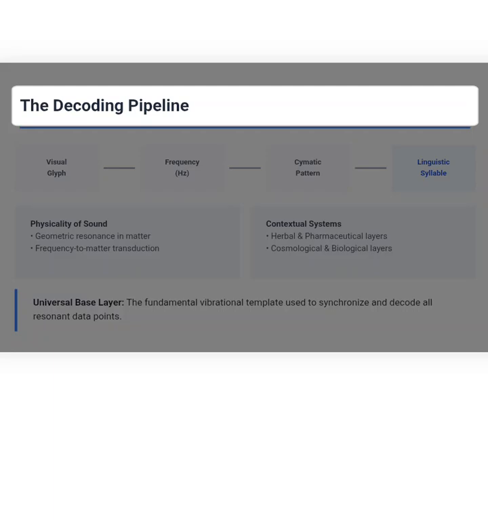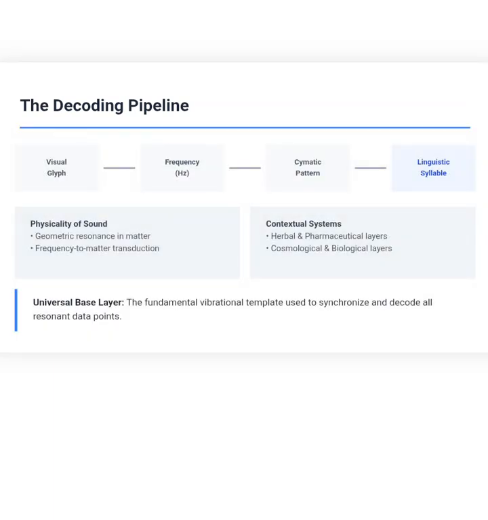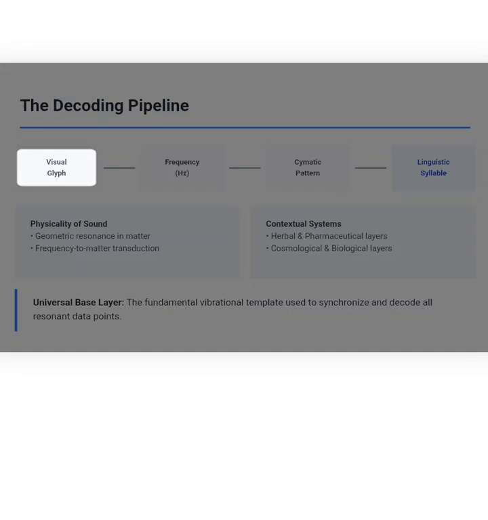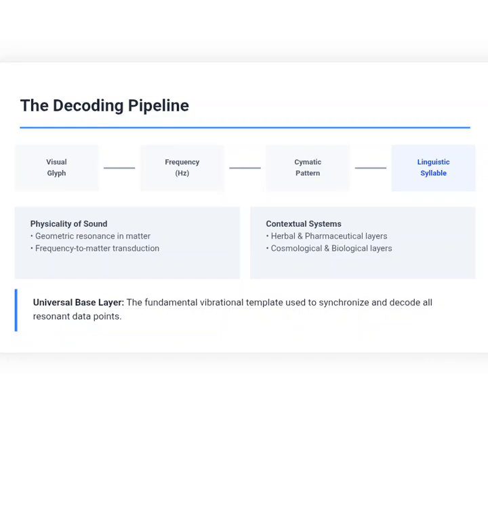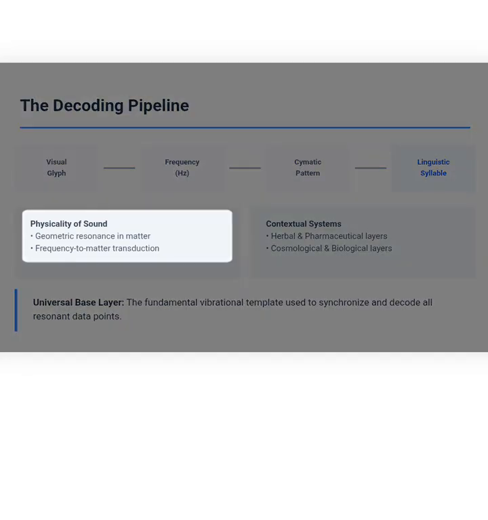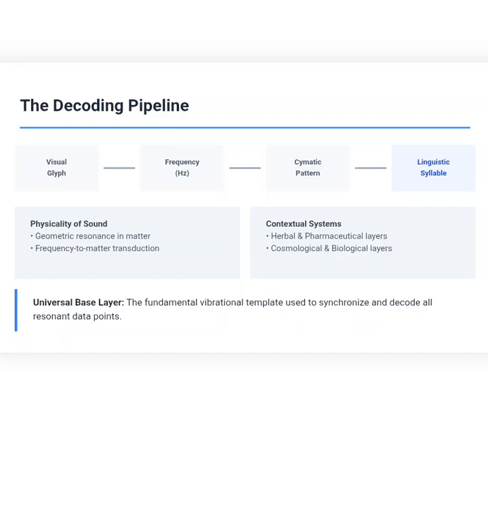With the eidophonic logic we just covered, let's look at the actual mechanics of the decoding pipeline. This is the workflow used to translate a static image into functional linguistic meaning. The process begins with the visual glyph. In this system, every stroke and curve is treated as a set of acoustic instructions. That glyph corresponds to a specific frequency measured in Hertz. When we apply that frequency to matter, we get the cymatic pattern you see here. This brings us to a key concept, the physicality of sound. We aren't just dealing with abstract symbols, we're observing geometric resonance, where sound physically organizes matter.